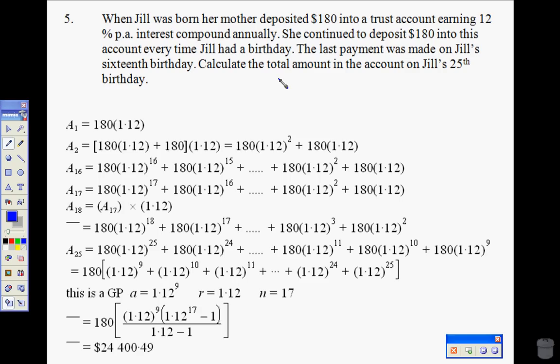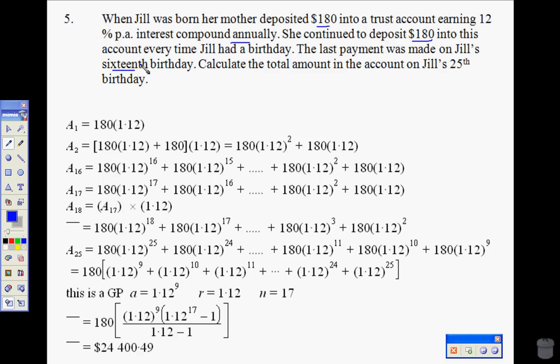So if we look at the question, Jill has $180 put into a trust account and gets 12% per annum interest, compounded annually. It's deposited at $180, so it's an annuity, put into the account every time Jill has a birthday, and the last payment was paid on Jill's 16th birthday.